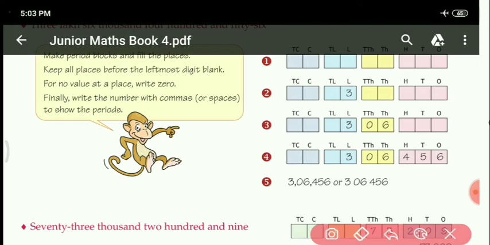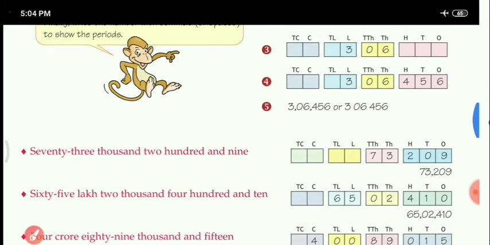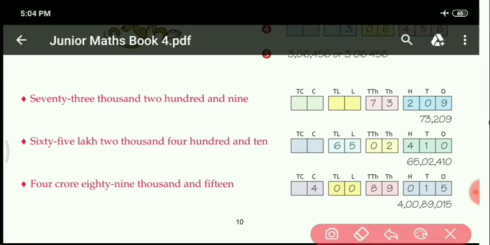Here it is coming, 306456. Okay, here the answer is written with commas also. You know very well, the ones period has 3 places. So here ones, tens, hundred, after that put a comma, then 1000 and 10,000. How many places? 2. After 2 places, 1000 and 10,000, put a comma. Okay. Why do we put commas? By these we can easily read the number. Okay. Similarly, you can see the next example also. Here, what is given?